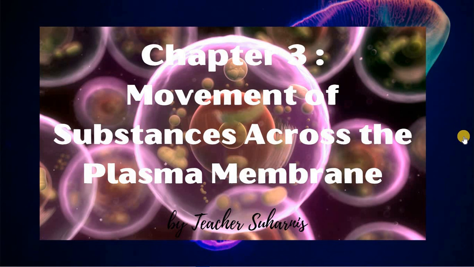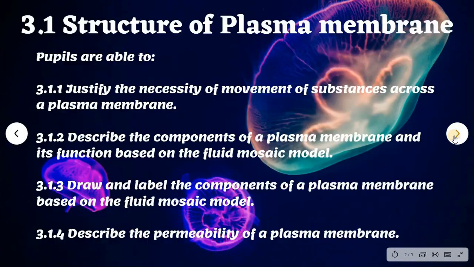Today we are going to learn a new chapter, which is chapter 3. The title of chapter 3 is Movement of Substances Across the Plasma Membrane. In this chapter, there are four subtopics. Today we are going to learn the first subtopic, which is 3.1 Structure of Plasma Membrane.